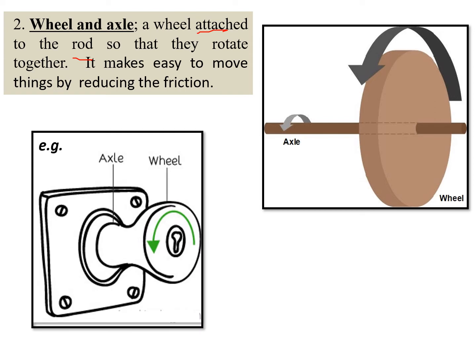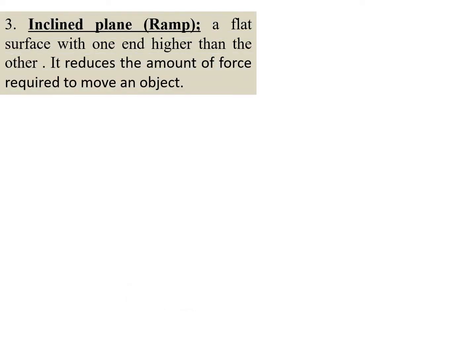And where do we find this? A door and door knob is example of wheel and axle. So when you rotate this wheel, the knob, then the axle which is attached to it also rotates, and it helps us to lock and unlock the door. Third example is an inclined plane or a ramp.